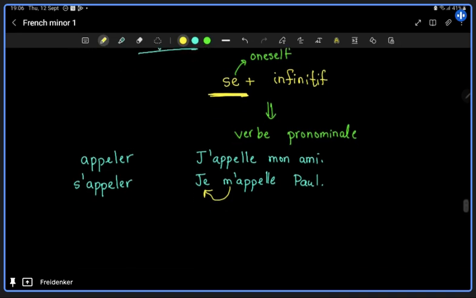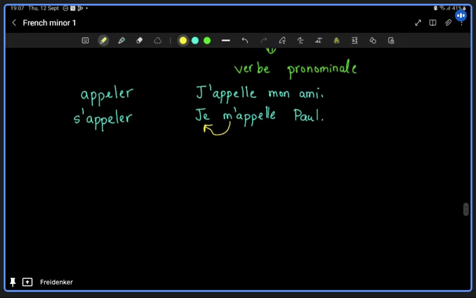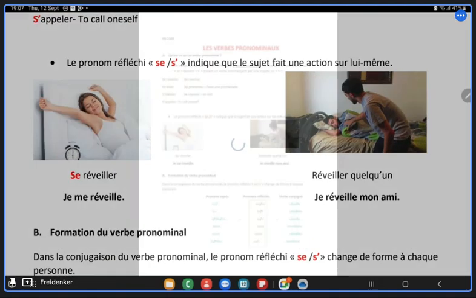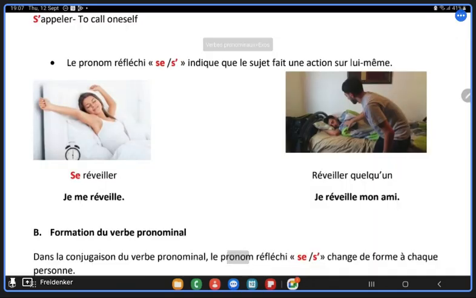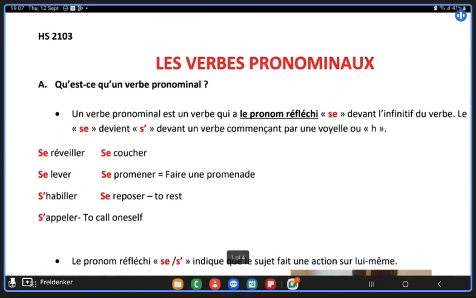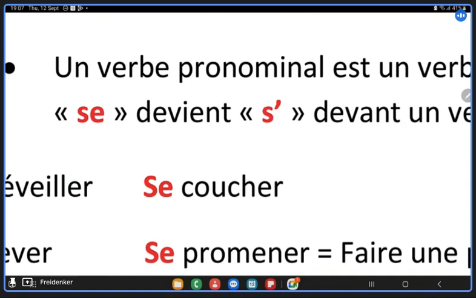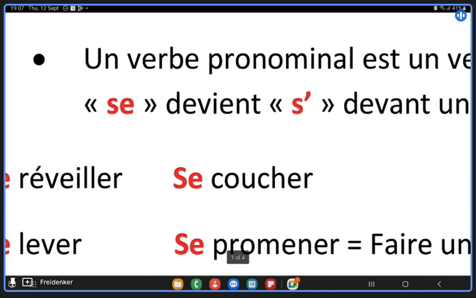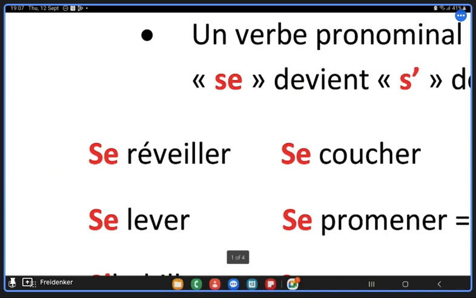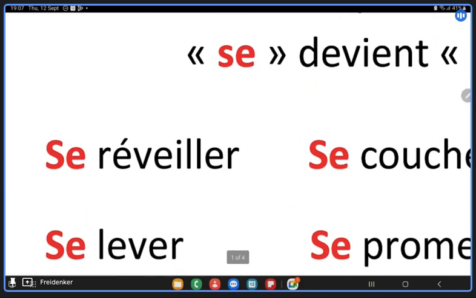So I'll show you what happened. I don't have to write it once again. It's already here. There are examples here. Se réveiller means to wake oneself up. Se coucher means to put oneself to sleep. Coucher means to sleep. Réveiller means to wake up. Se réveiller means to wake oneself up. You're only waking up. You're not waking someone else.